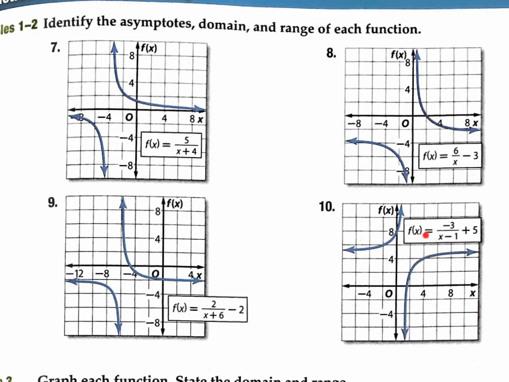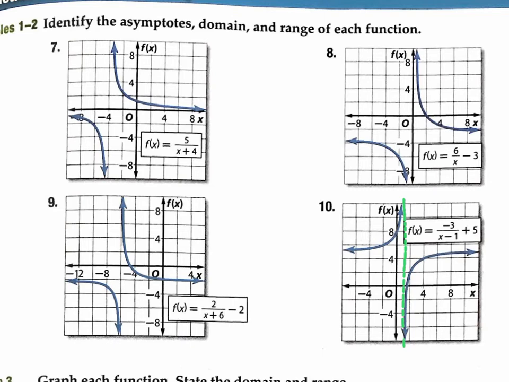So they give you the graph. They want you to just identify the asymptote. Okay, so the vertical asymptote looks like it is right here. And you could even algebraically see that vertical asymptote being the x value of 1, because 1 minus 1 would be 0, would make it undefined.